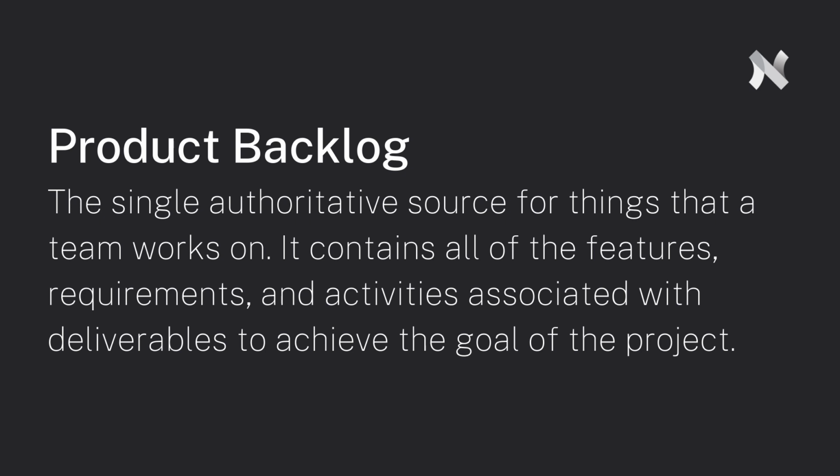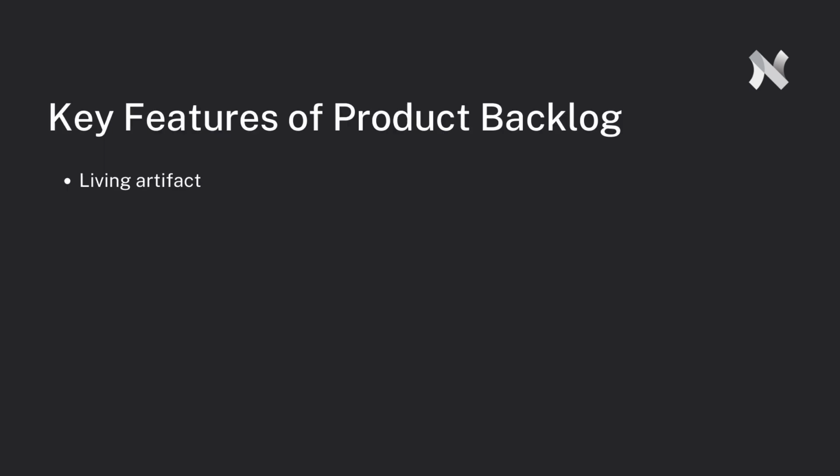The traditional non-agile project management equivalent would be the set of project requirements. There are three key features of a product backlog. First, the product backlog is a living artifact, meaning the items are added to the backlog at any time. The product backlog evolves throughout the whole life cycle of the project and serves as a central guide for the team to know what to work on next.